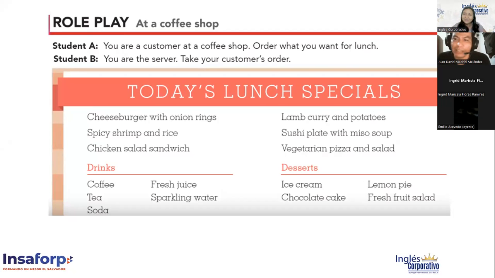The special today, lunch A, is a cheeseburger with onion rings, spinach and rice, chicken salad sandwich, lamb curry and potatoes. Sushi plate with miso soup, vegetarian pizza, and salad. What would you like? I would like a cheeseburger with onion rings, please. Oh, it's delicious. Very good selection. Okay.